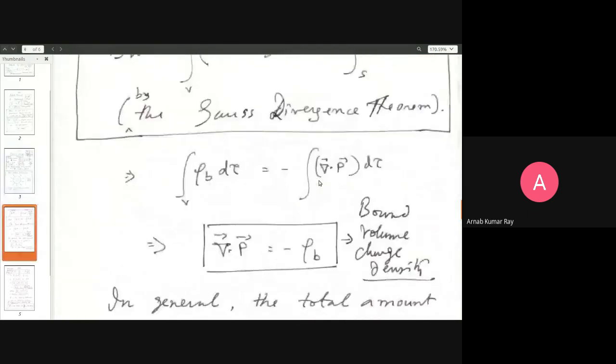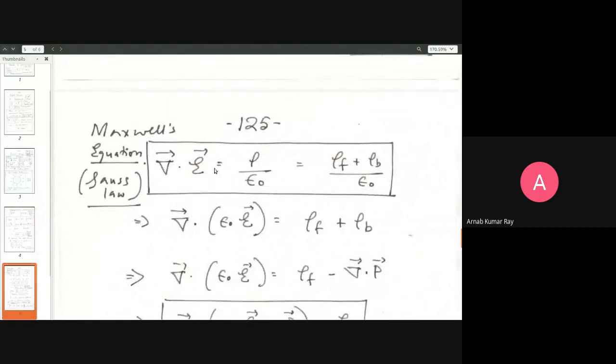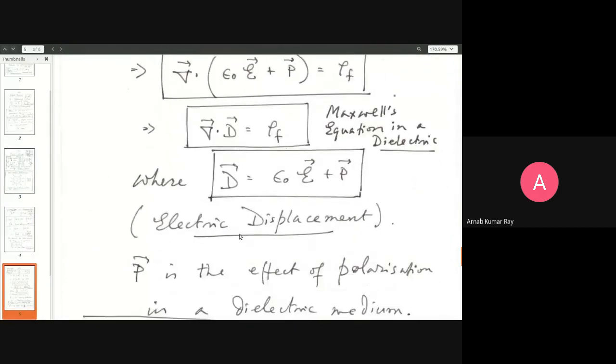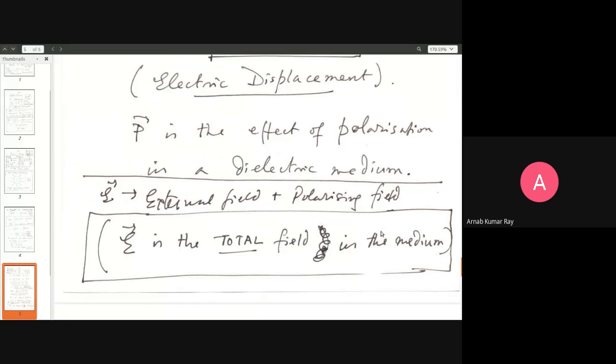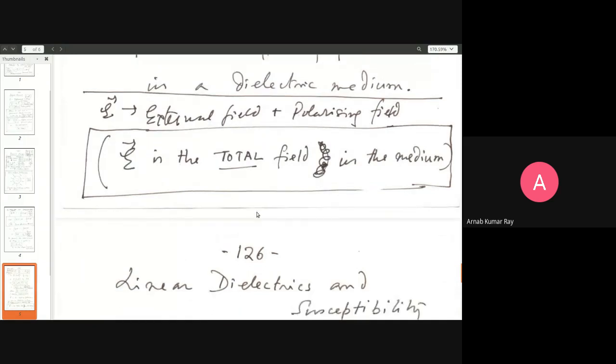So this E that we are talking about is the total field in the medium, both due to the effect of the external field as well as the field that has been created following the polarization within the medium. That is what you have.